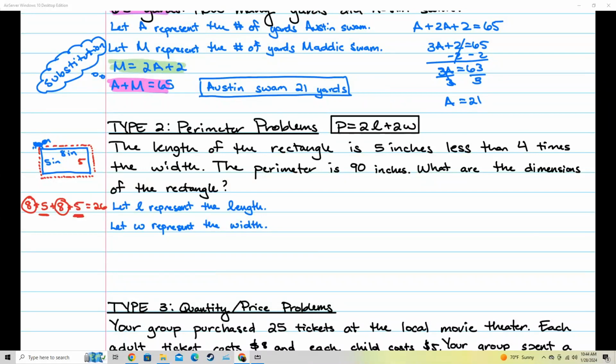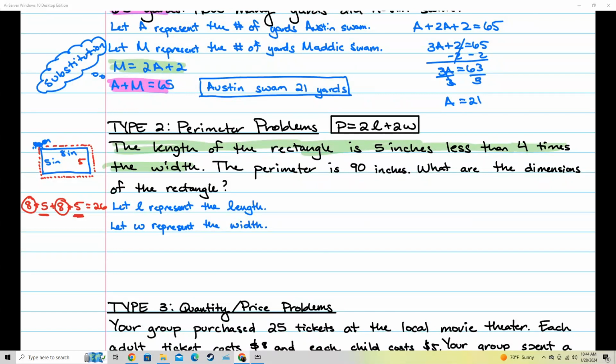The length of the rectangle is 5 inches less than 4 times the width. That's definitely going to give me a formula. Let me go ahead and highlight that sentence in green. The length of the rectangle is 5 inches less than 4 times the width. So the first thing I'm going to decide is, are they telling me something about the length, or are they telling me something about the width? Here, they're telling me something about the length. I know that it is 5 inches less than 4 times the width.